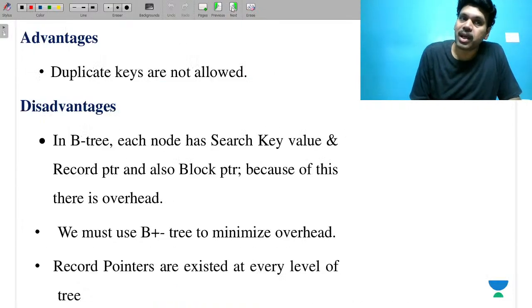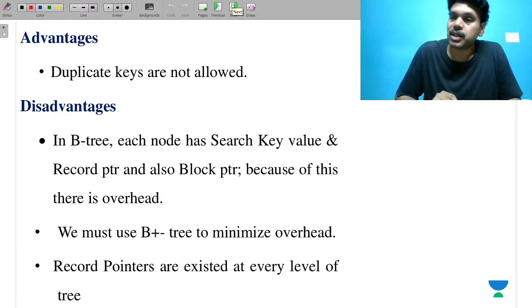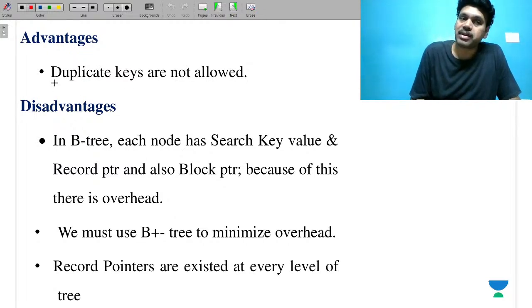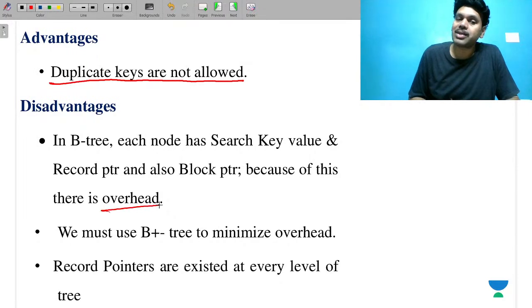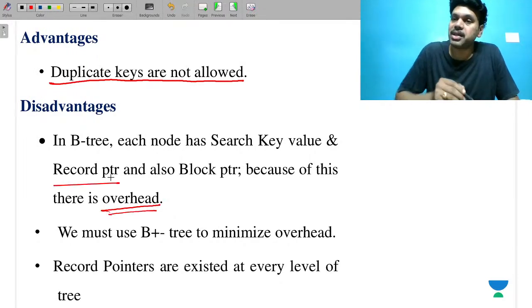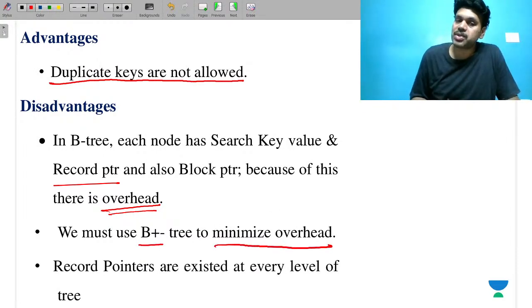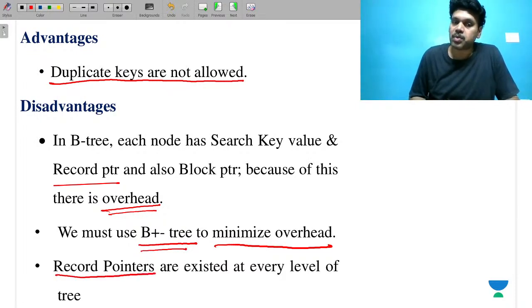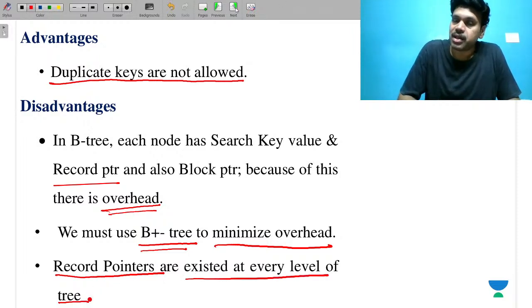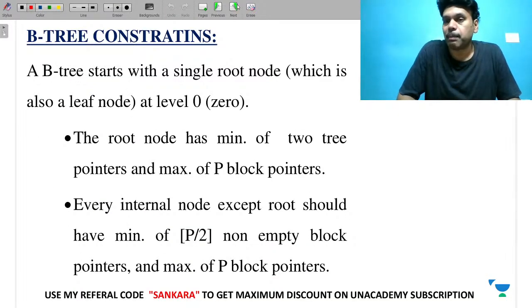These problems can be eliminated using the concept of B plus tree. What is the power of the B plus tree apart from other facilities? It also says that the keys are not going to be duplicated. And what are the drawbacks? Overhead is one of the drawbacks because of maintaining a record pointer. Therefore, if you want to reduce the overhead, you are supposed to use the concept of a B plus tree. The overhead exists because record pointers exist at every level of your tree. My dear friends, be ready to learn your B plus tree.